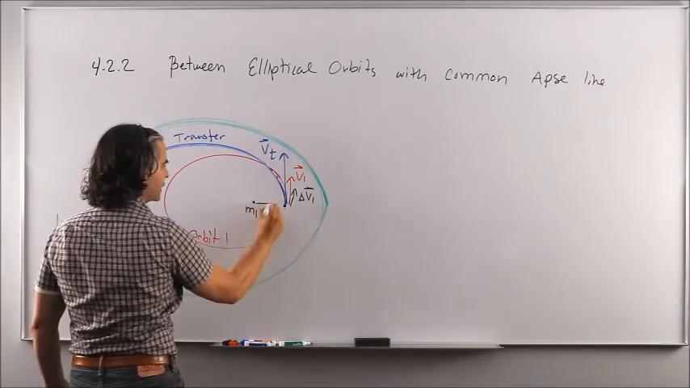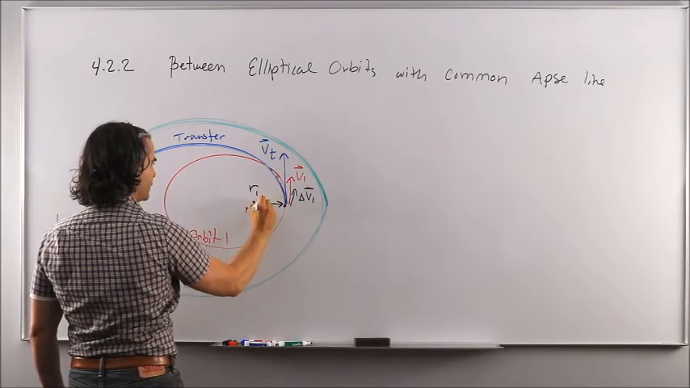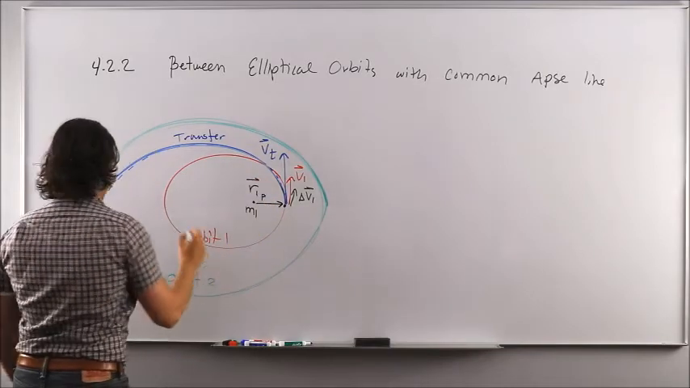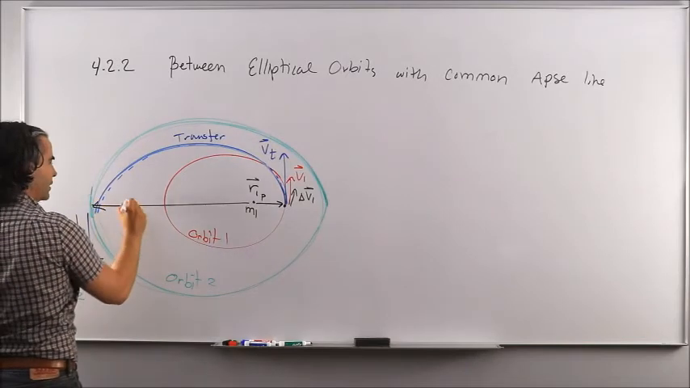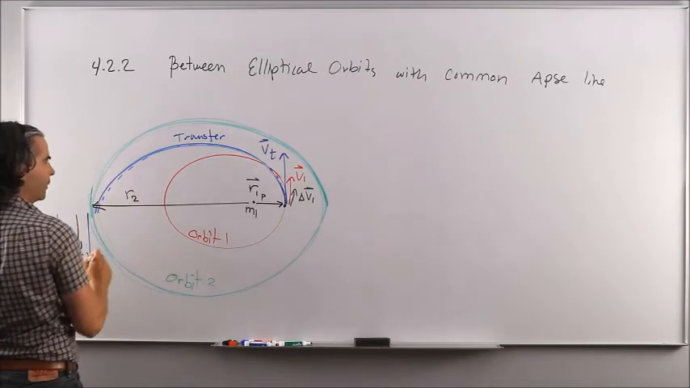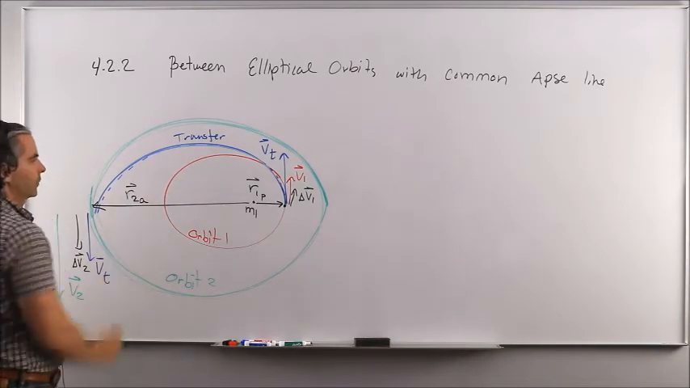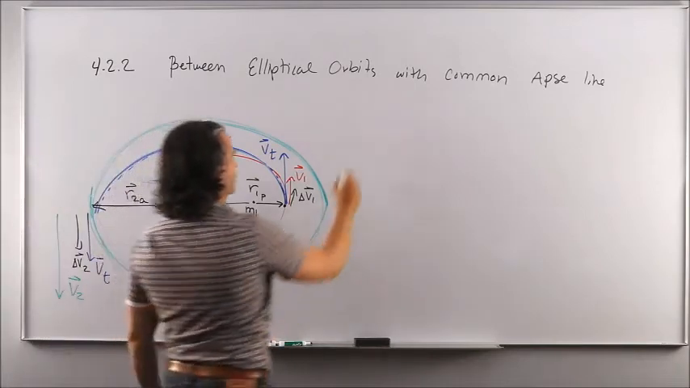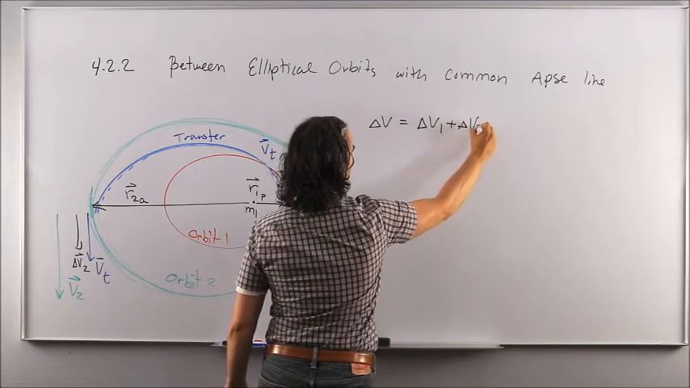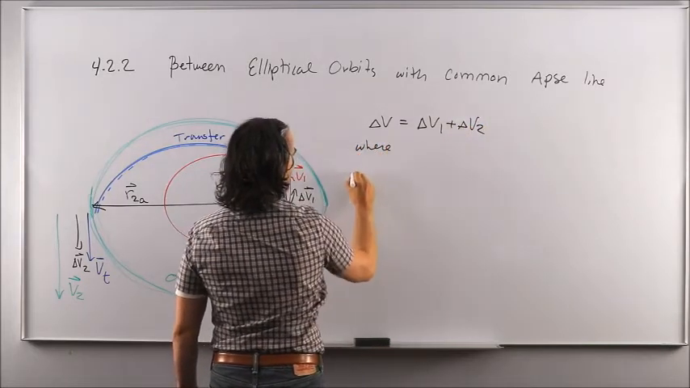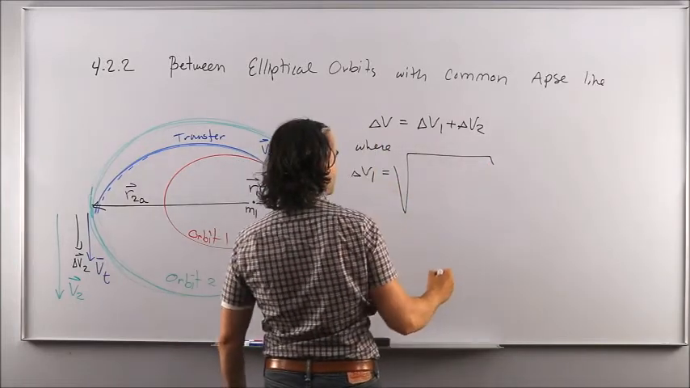So V2 is larger than VT. Now this is R1 at its perigee, whereas here is going to be denoted as R2 at its apogee, right? So delta V total is going to be delta V1 plus delta V2, where for delta V1, I'm going to go faster because I'm assuming that you know how to do things properly.